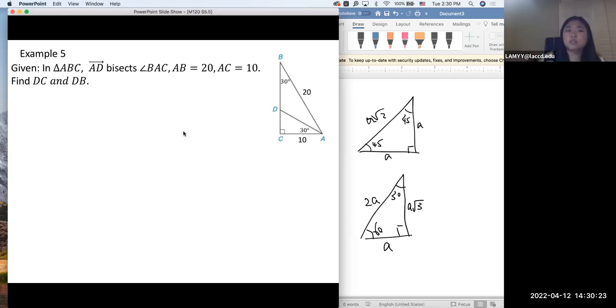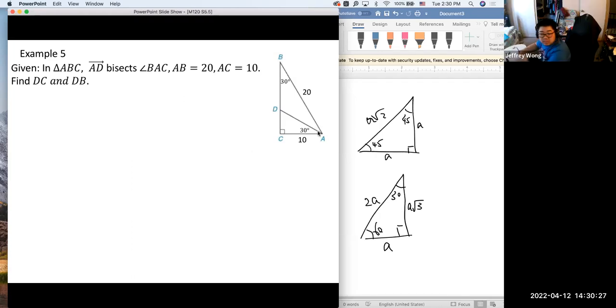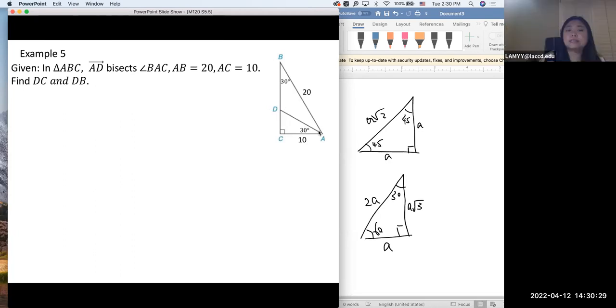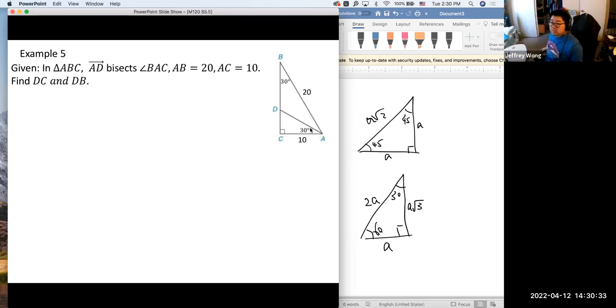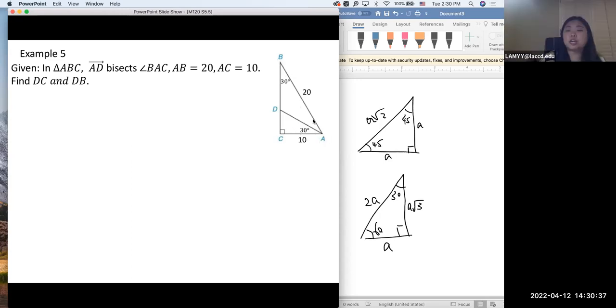Okay. So given a triangle ABC, AD bisects BAC. Okay. AD bisects BAC. And then AB equal to 20, AC equal to 10. Find DC, that small triangle here, DC, and the DB here.